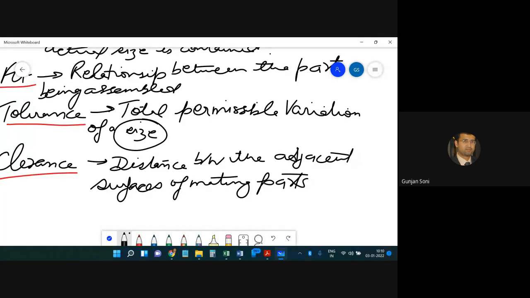Mating parts or parts being assembled, it's more or less the same. So you can also say how much the mating parts clear each other. That means what is the gap between them. Okay.